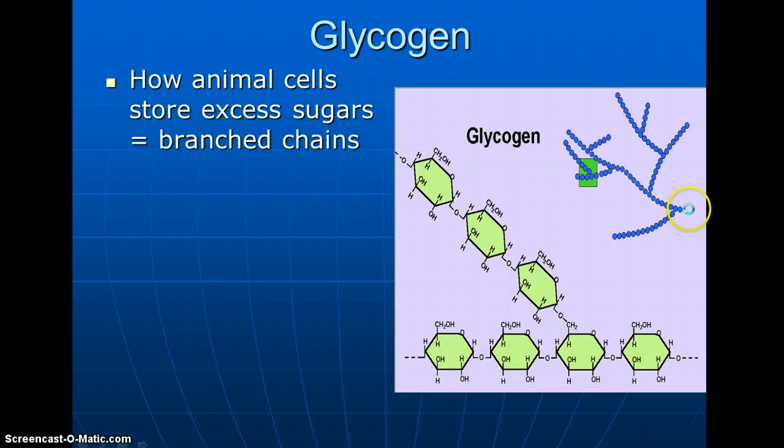Next up is glycogen. Glycogen is how animals store excess sugars. This is mainly within the liver. If you see here, we've got branched chains. Starch had the single chains, the single unit chains. The glycogen has these branched chains of our glucose.